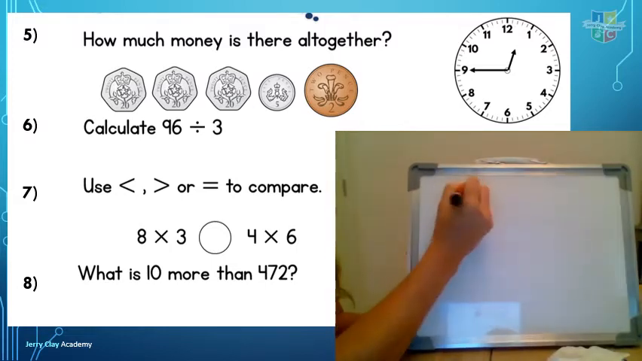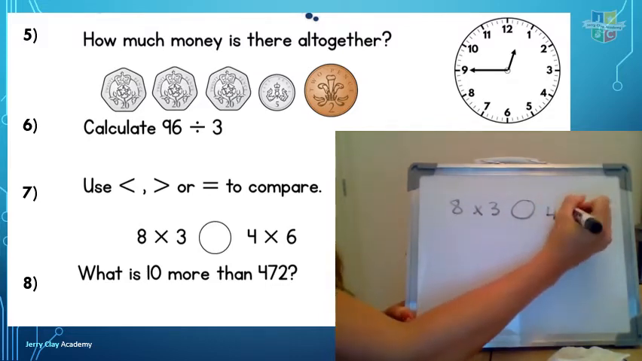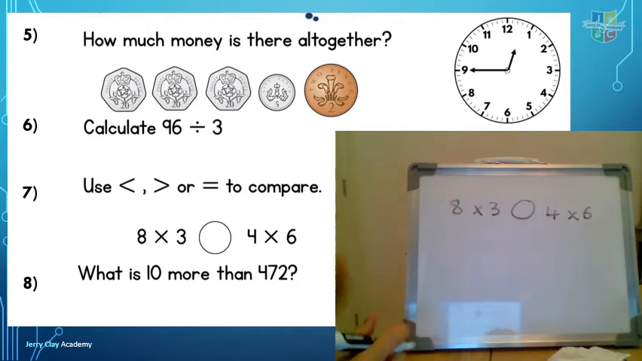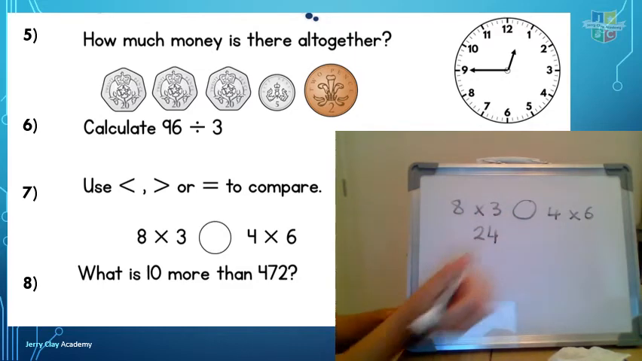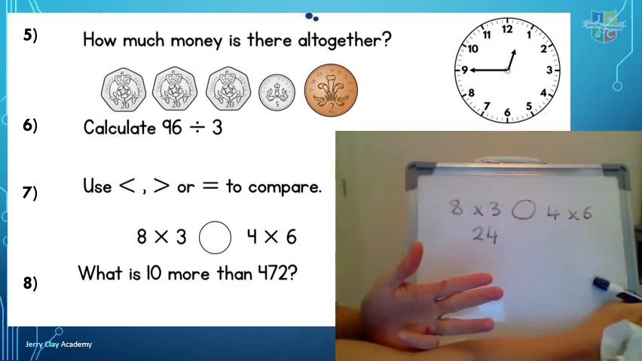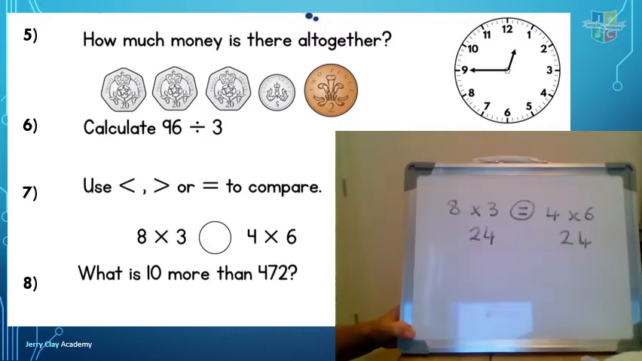This time we are using a greater than, less than or equal to sign. Now if you actually had done your working out and done 8 times 3 or 3 times 8, we would have found the answer was 8, 16, 24. So you should have written 24 underneath. 4 times 6: 4, 8, 12, 16, 20, 24. You will have found that they are the same answer, so you should have put equals.